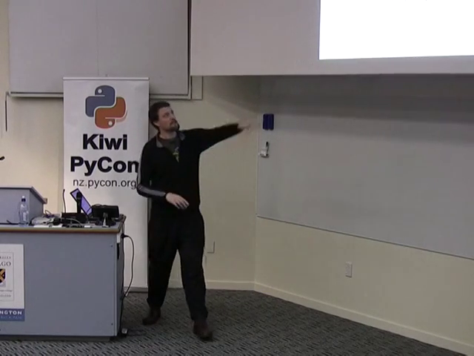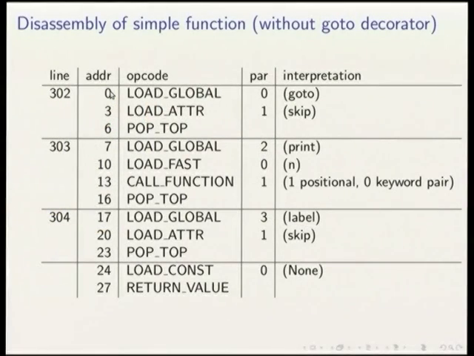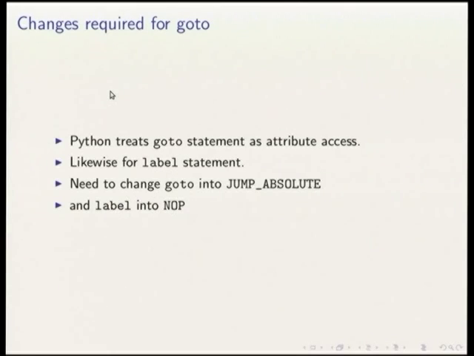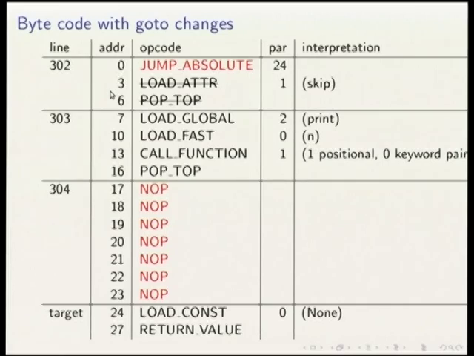So what we wanted, our label is the same thing. It compiles to the same thing. So up there at line 302, at byte 0, we want to change that into a jump forward to 24, because that's where we say, okay, this is our implicit return none. And our label, we don't want any of that code in there, we just want to put a whole bunch of no ops. Right, that's basically just what I said.